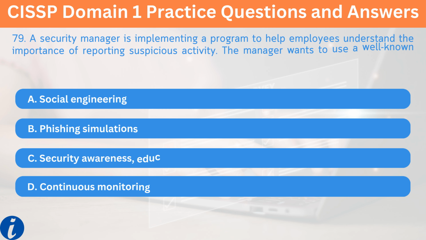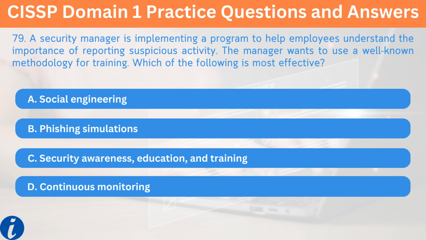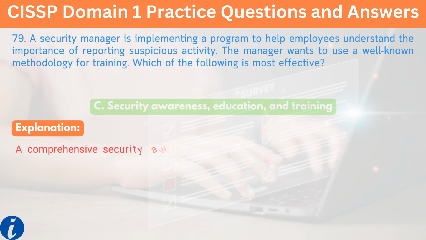79. A security manager is implementing a program to help employees understand the importance of reporting suspicious activity. The manager wants to use a well-known methodology for training. Which of the following is most effective? A. Social engineering. B. Phishing simulations. C. Security awareness, education, and training. D. Continuous monitoring. The correct answer is C. Security awareness, education, and training.